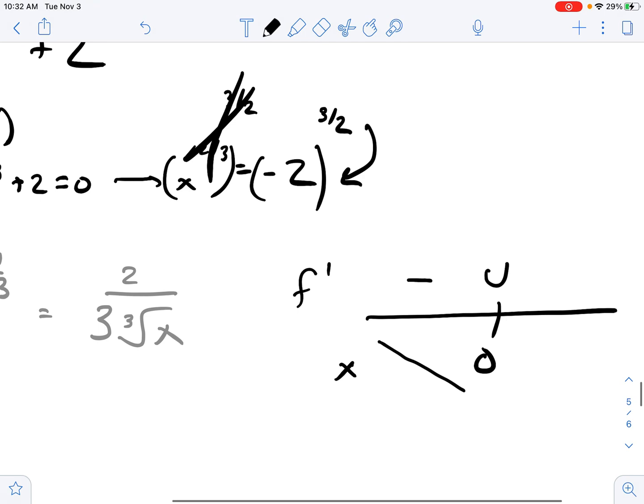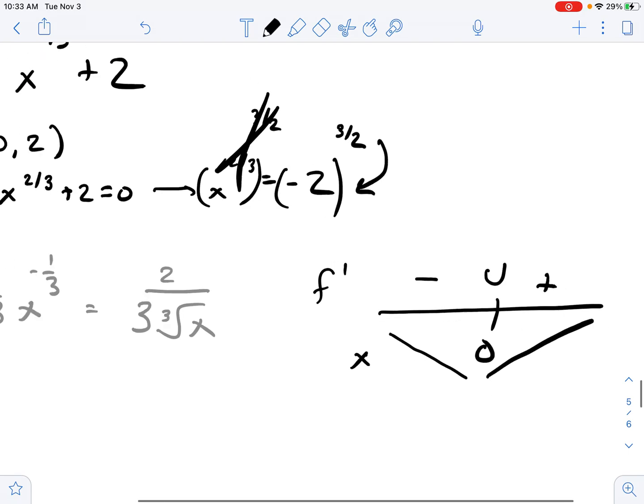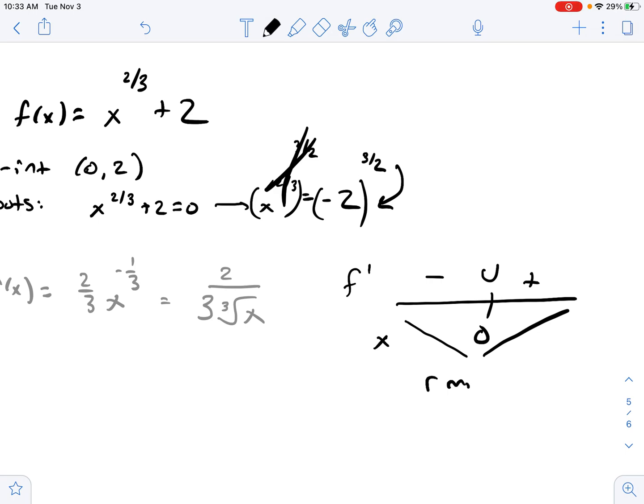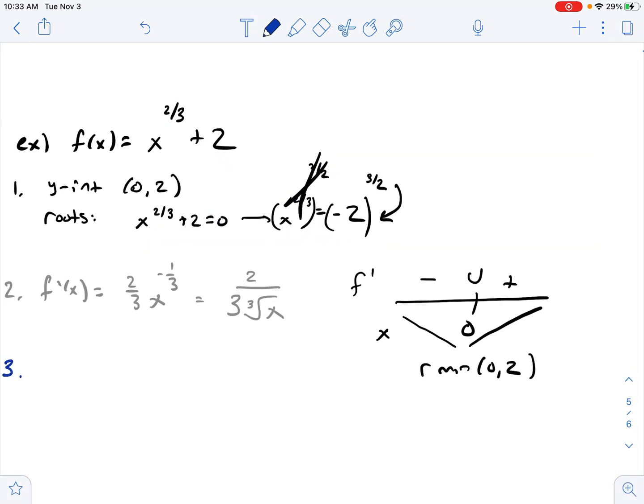It looks like the function is decreasing. If I take a number bigger than 0 and I take the cube root of it, that's positive times this positive 2/3 is positive. And we're increasing, and it looks like we found a relative min at 0, comma 2. Okay, again, I go back to the original function to get the actual coordinate. So the first derivative was undefined at 0, but the function exists there, and that's a min. Let's now look at the second derivative.